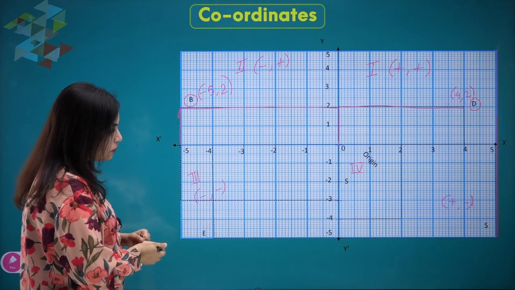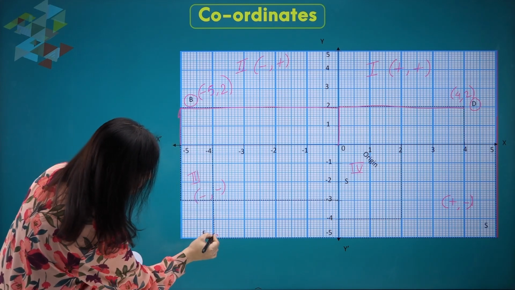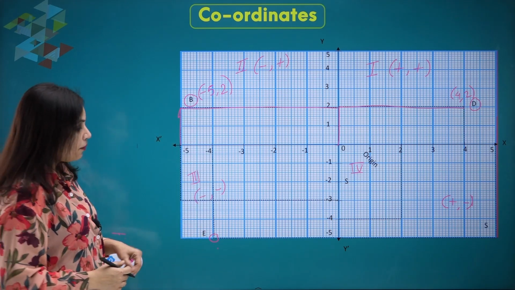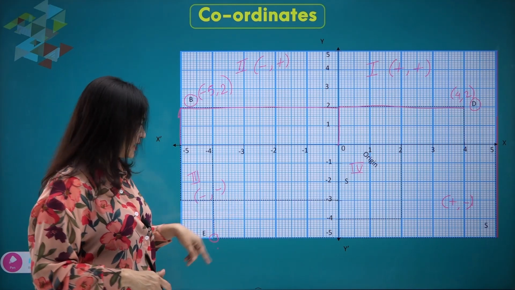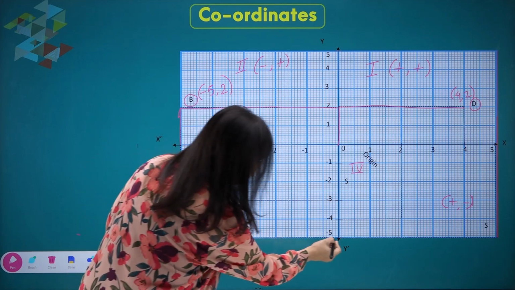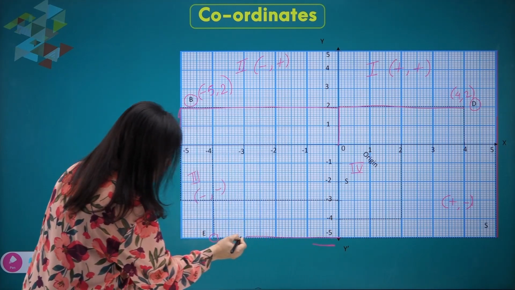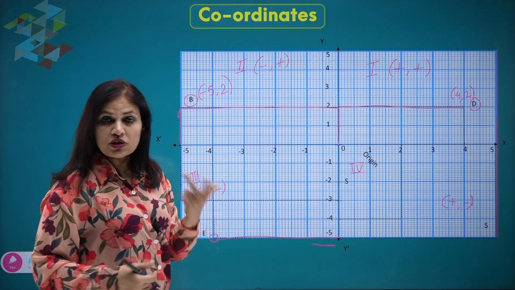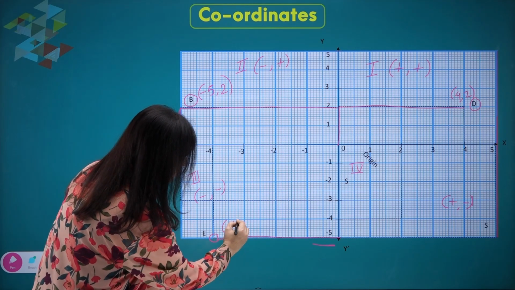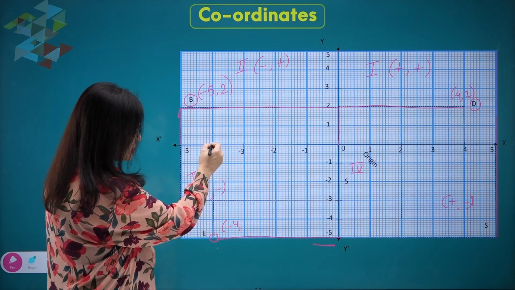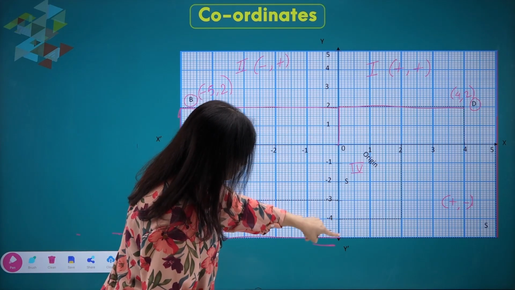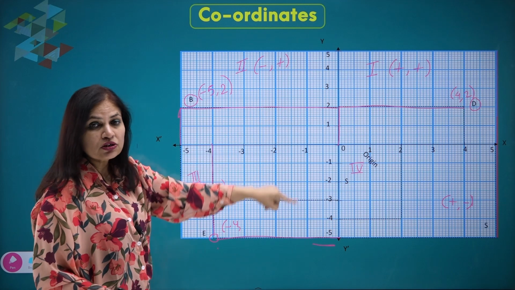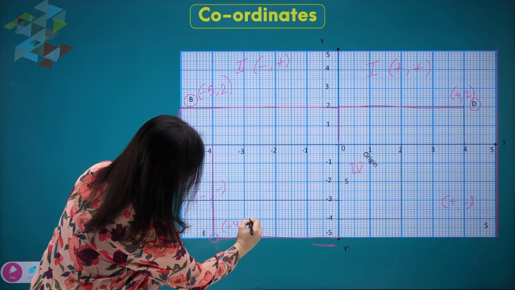Coming to the third quadrant, we have point E. Now, since it is in the third quadrant, both the values of x and y will be negative. So, first, the horizontal distance is 4 units to the left, so minus 4. And the vertical distance, see here, is 5 units to the south, so minus 5.